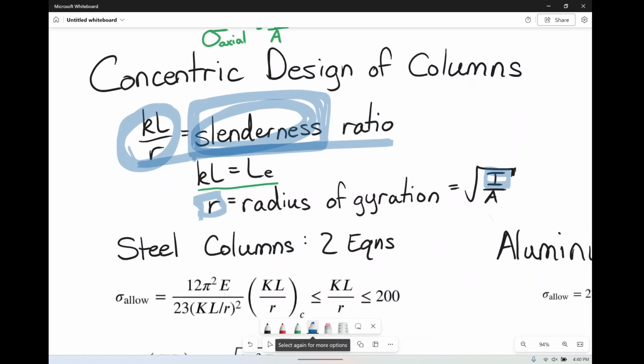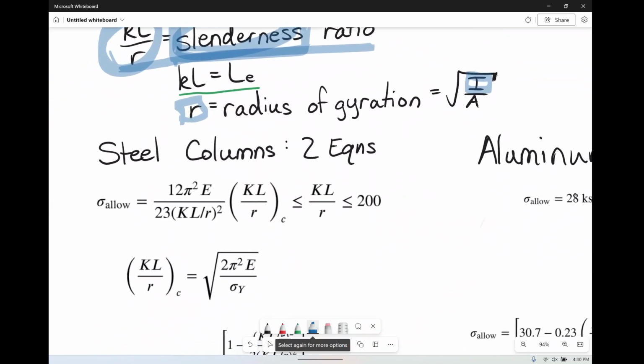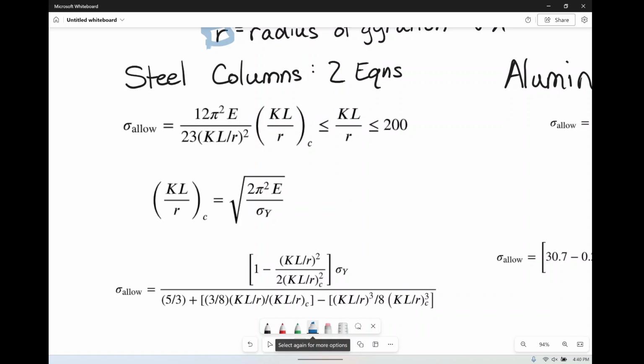So technically with design of columns, we have three different types of columns. We have steel columns, and they have two equations, and they're not very fun equations. The first one's not quite so bad. The second one is kind of bad. There's technically a little break here. So we have two different things. This is for a long column, and this is for a short column.